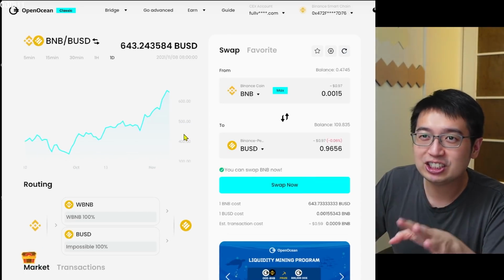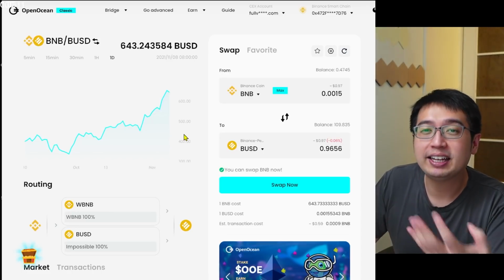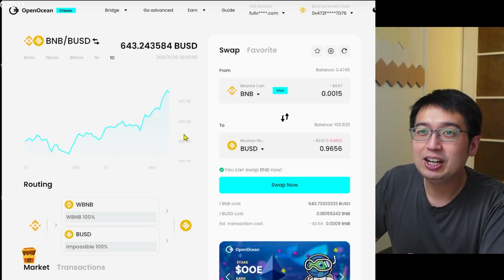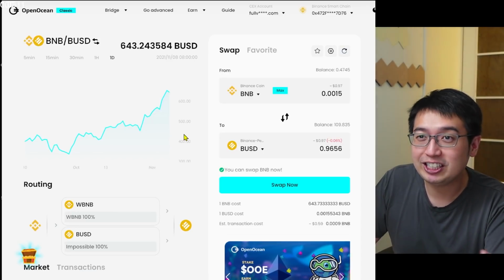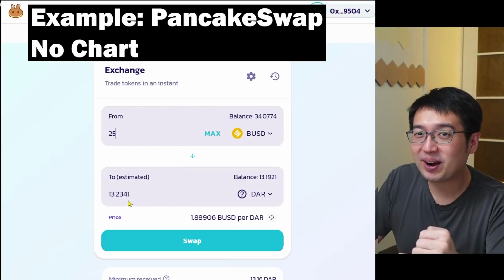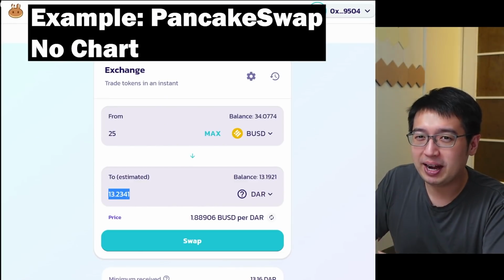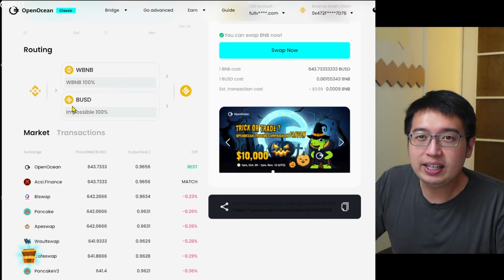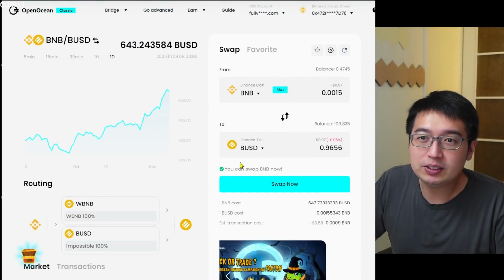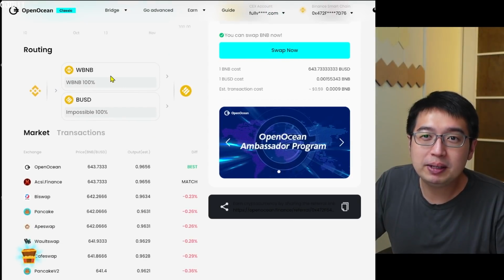And I love seeing this chart. I know the price I want, and I can see how the coin has been trending, rather than other decentralized exchanges that just give you a box and a price, and it makes it very difficult to understand what you're really buying. Then down here is your routing. So if we were going to trade BNB to BUSD, it's going to take that BNB and trade it to BUSD directly.